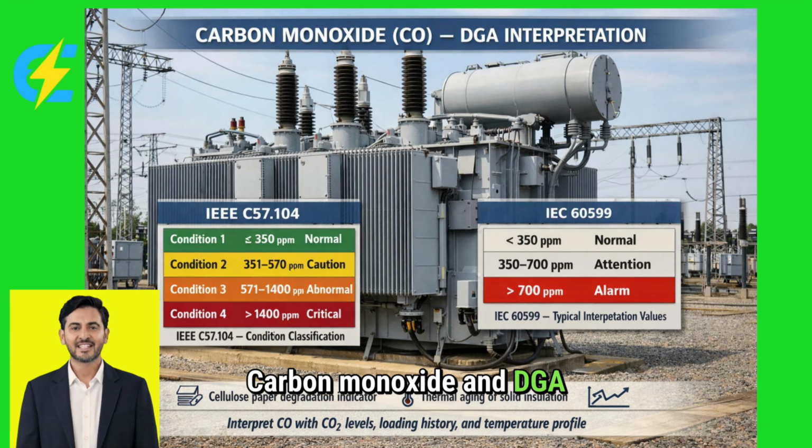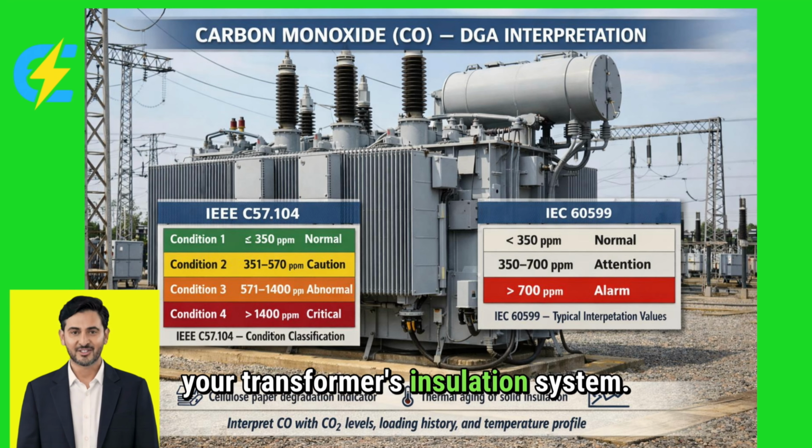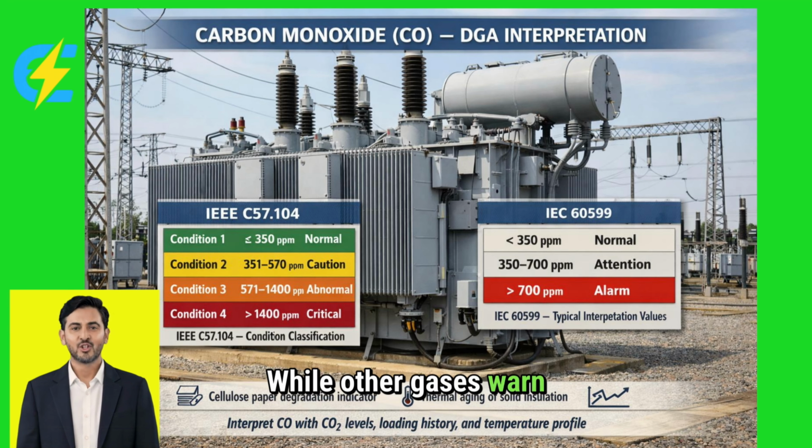Carbon monoxide in DGA isn't just another fault gas. It's fundamentally different from all the others because it comes from cellulose decomposition, the kraft paper and pressboard that forms the backbone of your transformer's insulation system. While other gases warn you about oil degradation or electrical faults, carbon monoxide warns you about something far more serious: the slow, silent consumption of your transformer's insulation life.